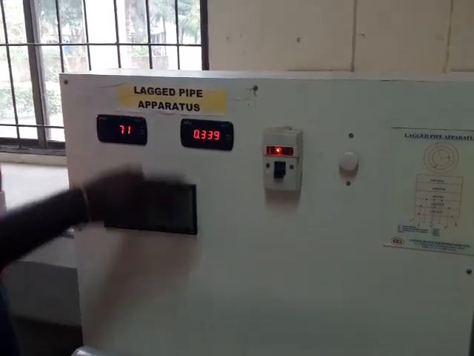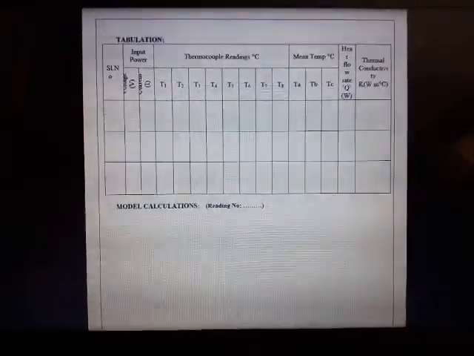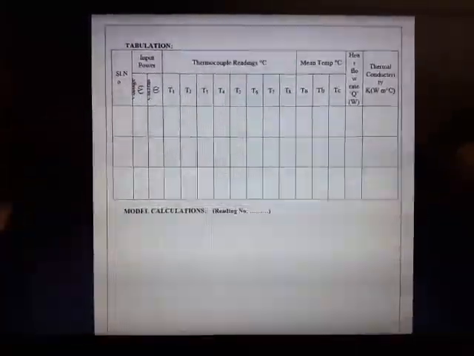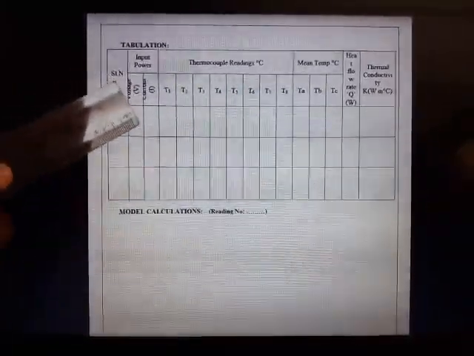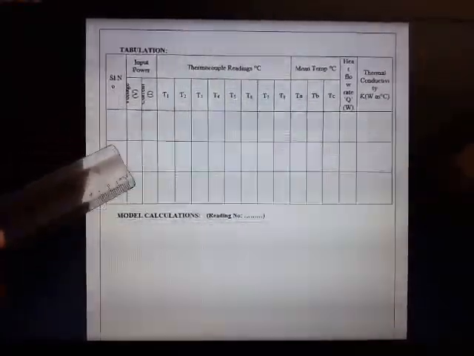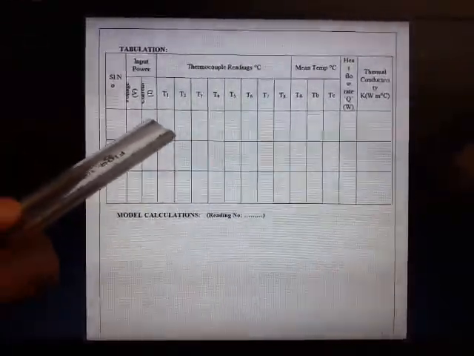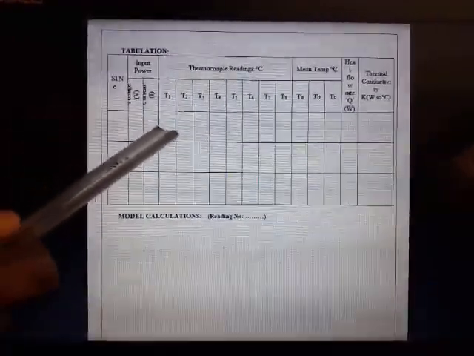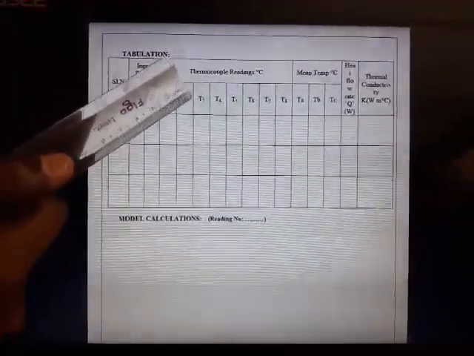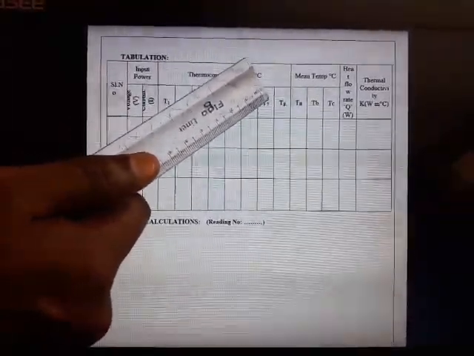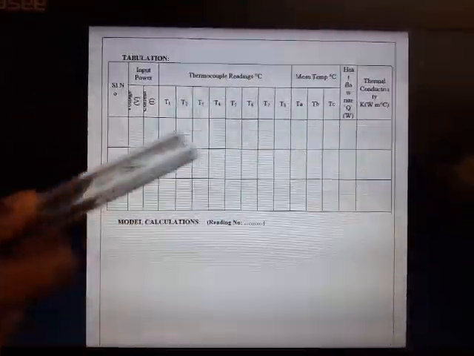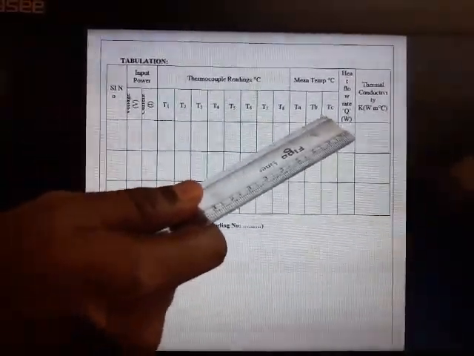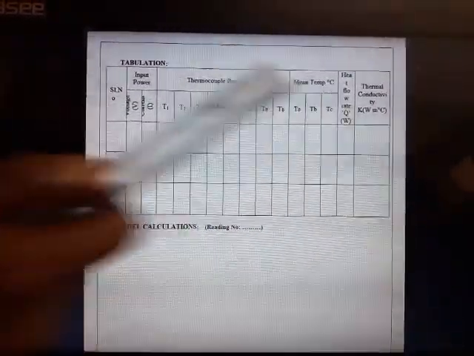Let me show the tabulation for the lagged pipe apparatus. The tabulation for the given apparatus is shown here. We have to note down the voltage 60, then 70, then 80. For the relevant ammeter, you have to note down the current value, 0.4 for example. Next we note down the temperatures T1, T2, T3, T4, T5, T6, T7 and T8 for the 60 volt condition. Next come the mean temperature TA, the mean temperature TB, and the mean temperature TC.